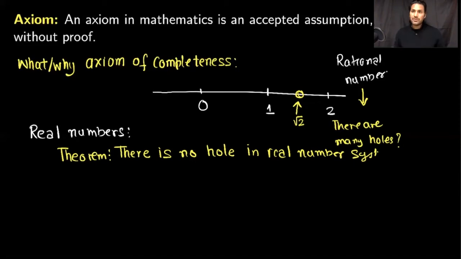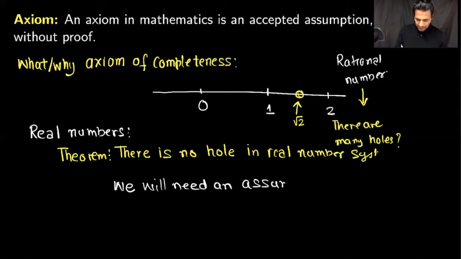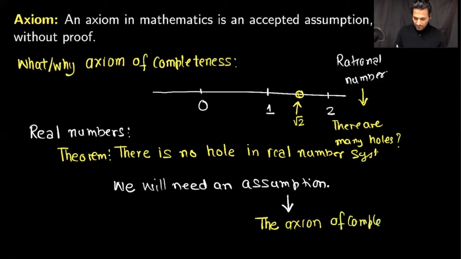In order to prove this theorem, we need an assumption. We will make an assumption to prove this result. Later we are going to call that assumption the axiom of completeness. So the name of that assumption is the axiom of completeness.